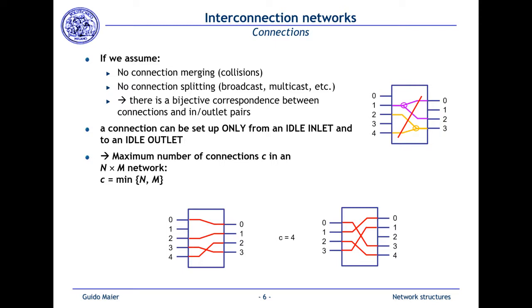Yes? Sorry, I didn't understand. What represents N and M? N is the number of inlets, and M is the number of outlets. Okay. So this is a 5x4, this is a 4x5.